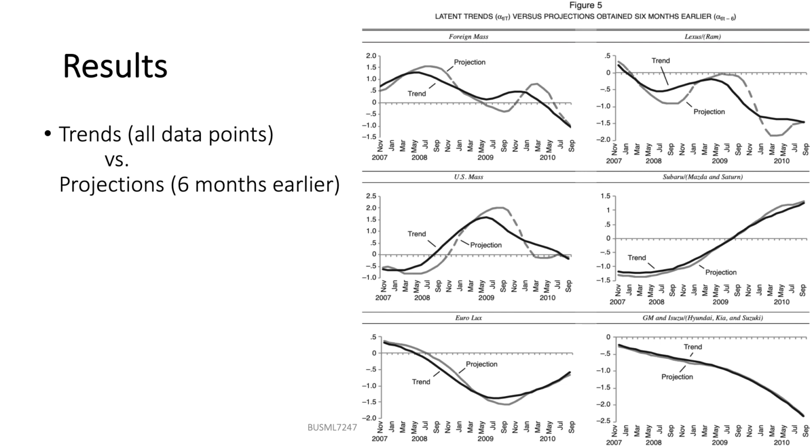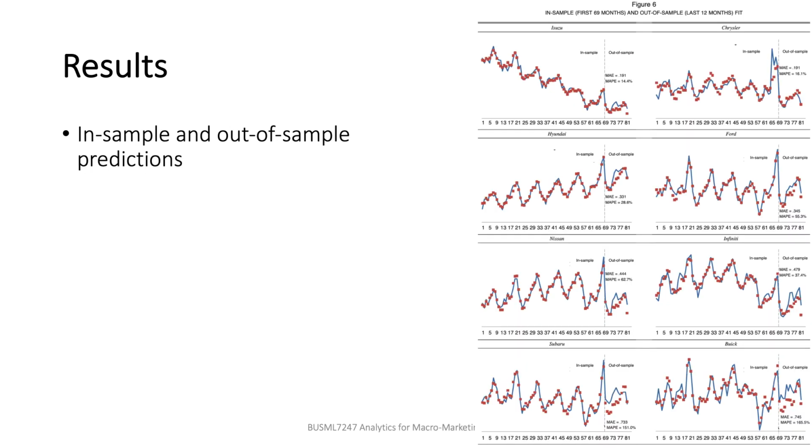The model found several common factors, and this figure displays some of those factors. Black curve is the trend of the factor extracted from all data points, and gray curve is the trend predicted 6 months before each time point. There are some differences between two curves, but overall, trend prediction looks working well.